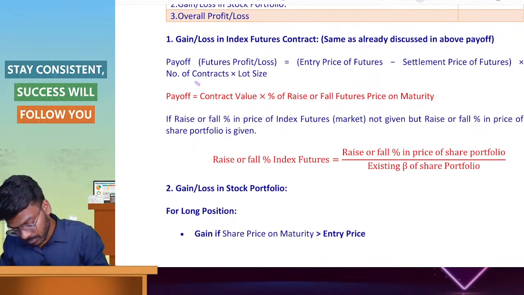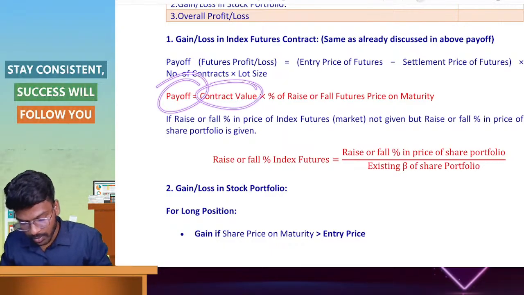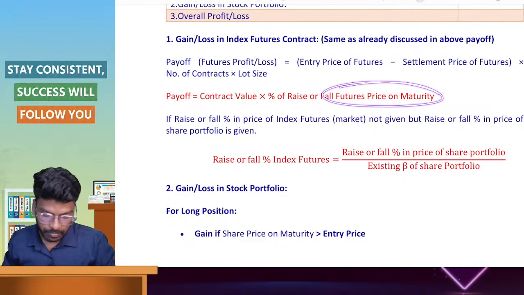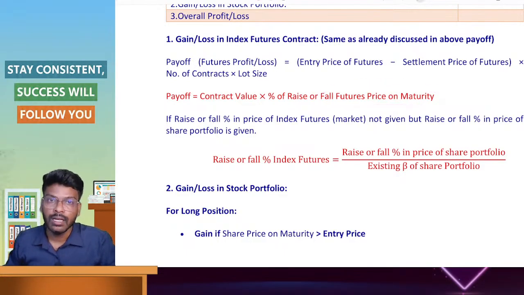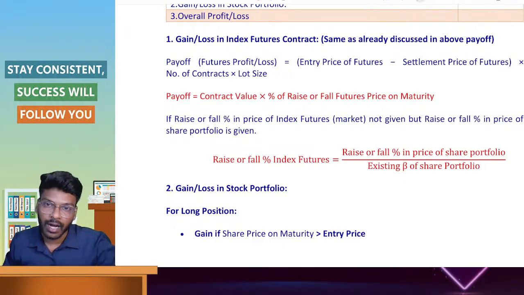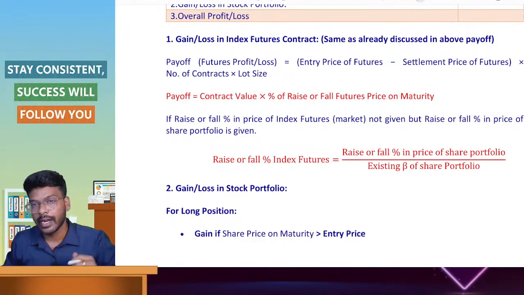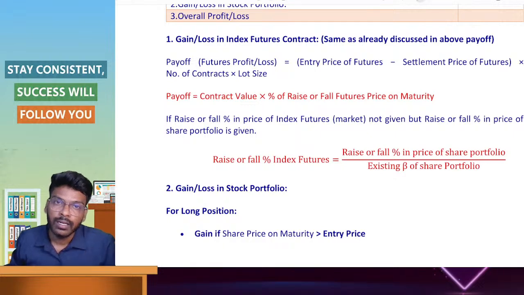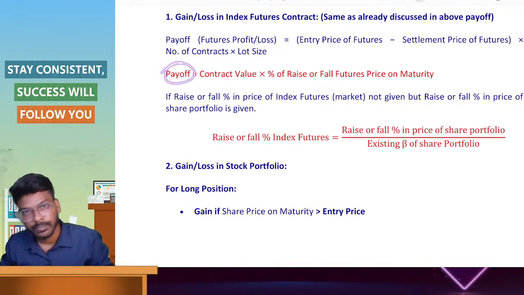Payoff is the contract value multiplied with the price of future, that is the market price. Market price is given in the question. If the market falls 10% or the market rises by 10%, then you have to use contract value multiplied with the rise percentage or fall percentage to compute payoff.